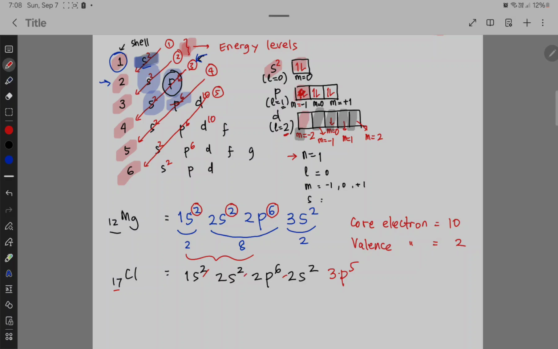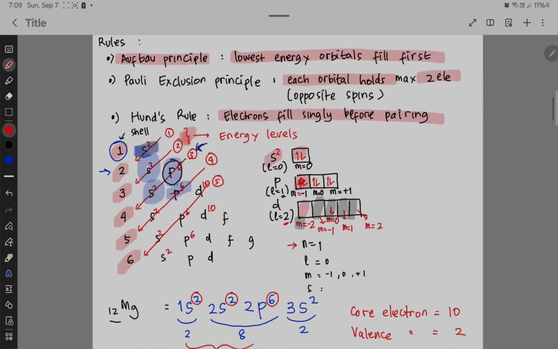So the core electrons: there are 2 electrons in the first shell, sorry, it is 3s. There are 8 electrons on the second shell, and there are 7 electrons in the third shell. So the core electrons are 10, the valence electrons are 7, right? Okay, this is about electron configuration.